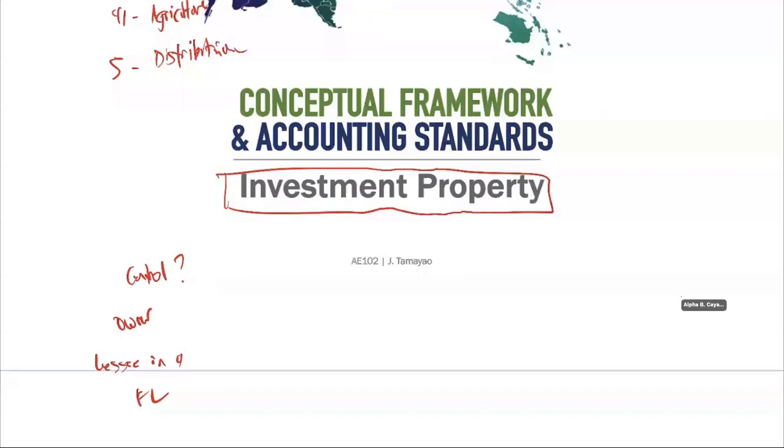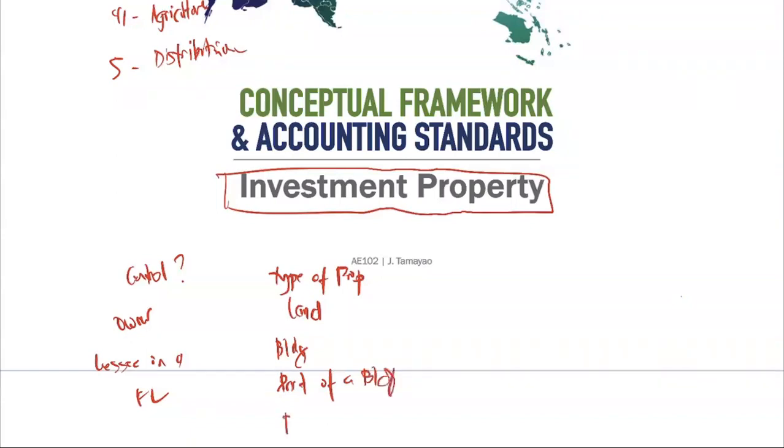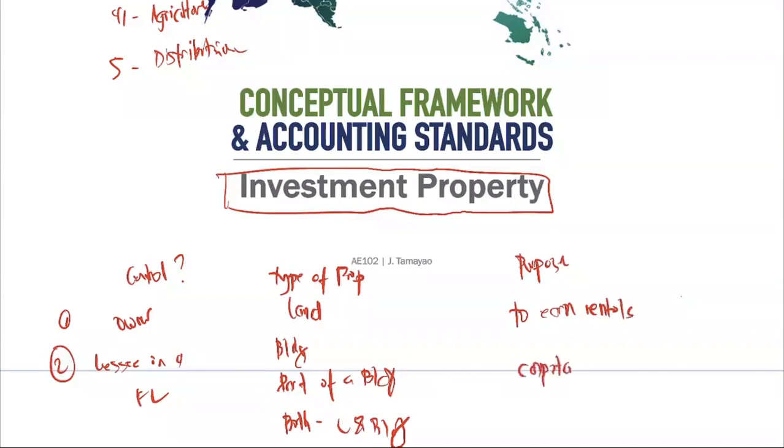So if you control it, either as the owner or a lessee, what type of property can only be considered as investment property? It can be land, it can be building, it can be part of a building, or it can be both land and building. Who exercises control? Owner or lessee in a finance lease. What type of property? Land, building, or part of the building, or both land and building. And what is the purpose? That's why it's called investment property. The purpose is to earn rentals or for capital appreciation.